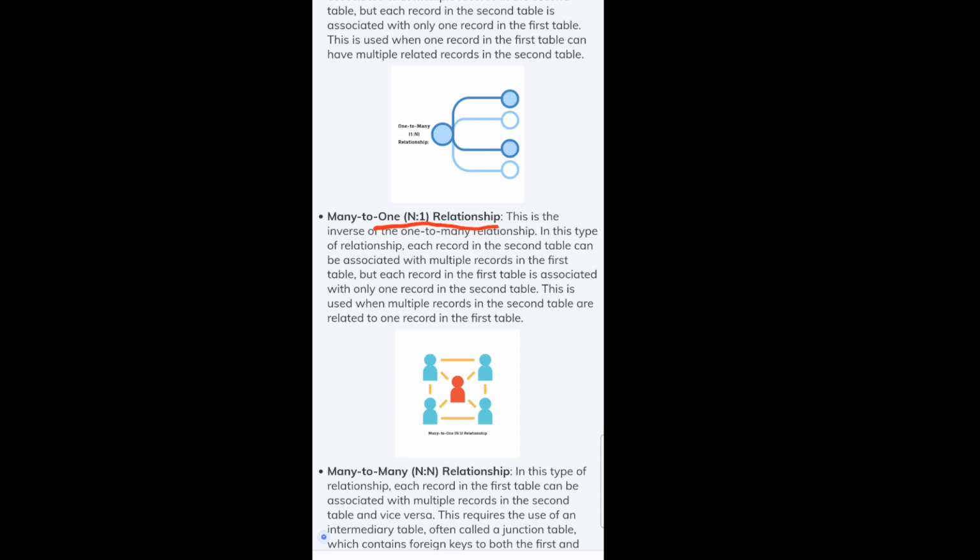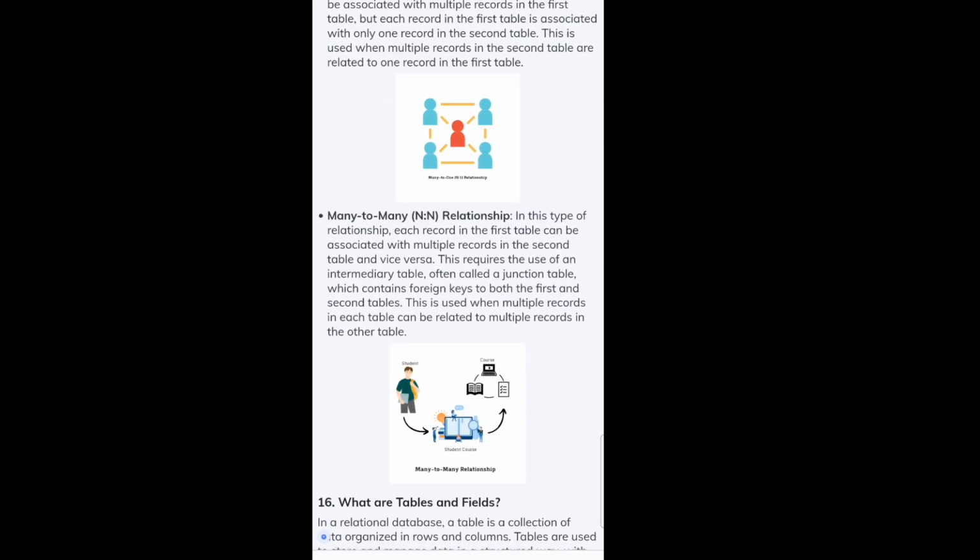In this type of relation, each record in the first table is associated with only one record in the second table, but multiple records in the second table can be related to one record in the first table. So you can see the diagram. This kind of relation will happen when you are dealing with a large amount of data. When you are dealing with small, confined or limited data, then there is no need to go with these many kinds of relationships. So n to n, the many to many relationship, will also be there.